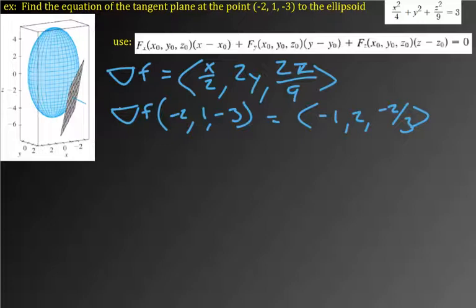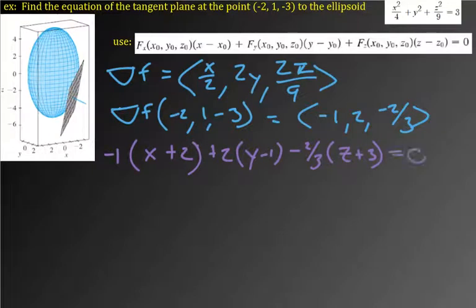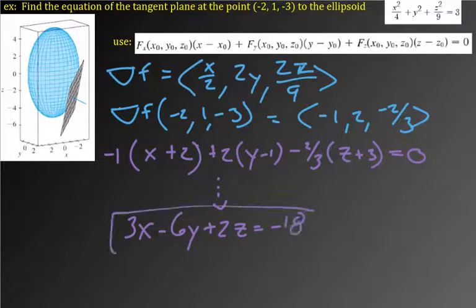And then you can just plug things in. So we have -1 times x minus -2, so plus 2, and then plus 2 times y minus 1, minus 2/3 times z plus 3. And then you can do algebra and get 3x minus 6y plus 2z equals -18. But this is perfectly fine to do it this way. I mean, if you think about how we did tangent planes before, it's basically what we did. We're getting the same thing.